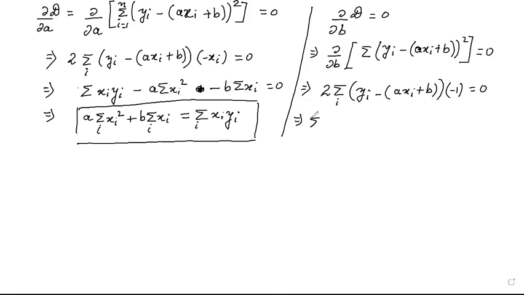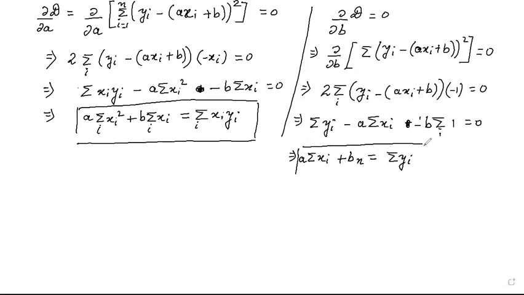So we are left with summation yi minus a summation xi minus b summation over i of 1. If I sum up 1 from i equals 1 to n, that is 1 plus 1 plus 1, n times, so we will be getting n. Ultimately the equation will be a summation xi plus bn equals summation yi. So this is the next equation that we are getting.